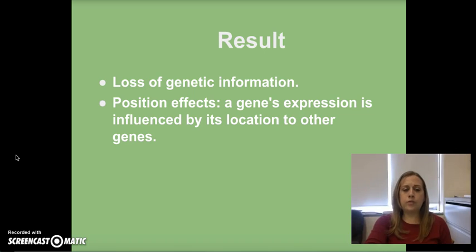So if genetic information is lost, then you can have some negative effects. If things are flipped, and it actually cuts into the middle of a gene, then you could have a gene's expression being influenced. It may not work properly if you've actually cut a gene, depending on where the segment was taken out or duplicated. And it can also be affected by its location relative to other genes, because you're now switching the order in which you find the gene.